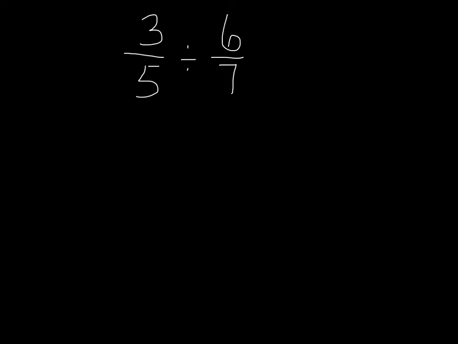Let's do 3/5 divided by 6/7. So we are always going to keep our first term, so we are going to rewrite that. So now we have 3/5. We are going to change our division, and the opposite of division is multiplication. And we are going to change our second term, and the reciprocal, or the opposite of 6/7 is going to be 7/6.